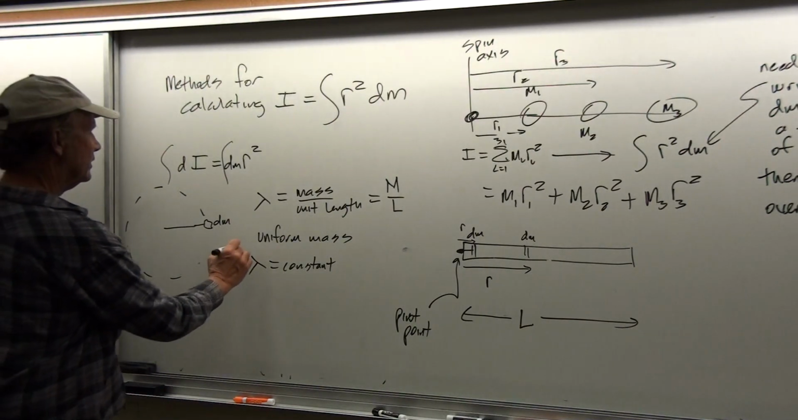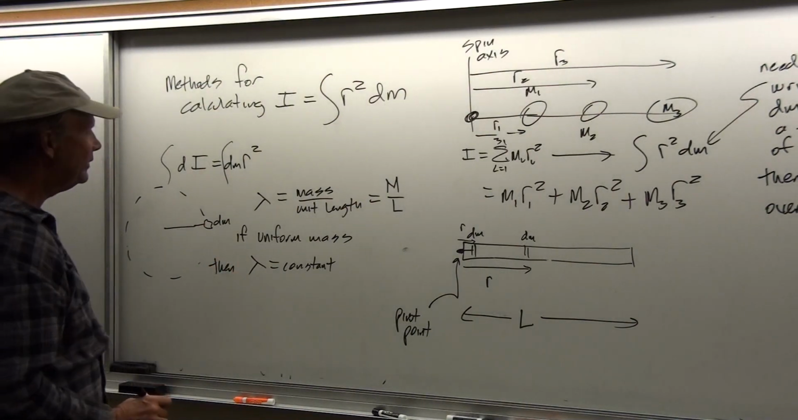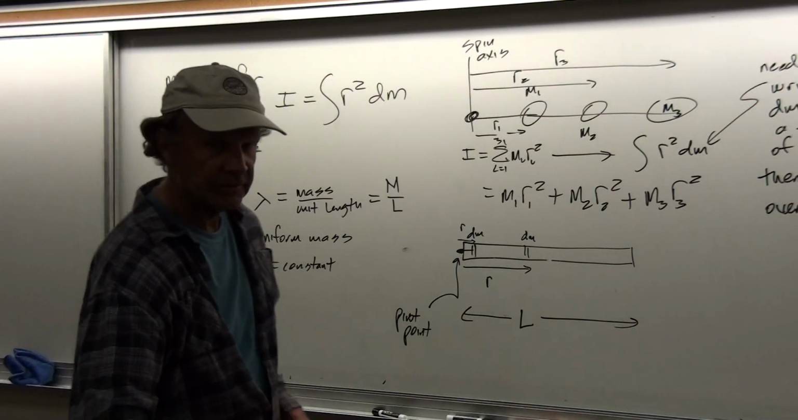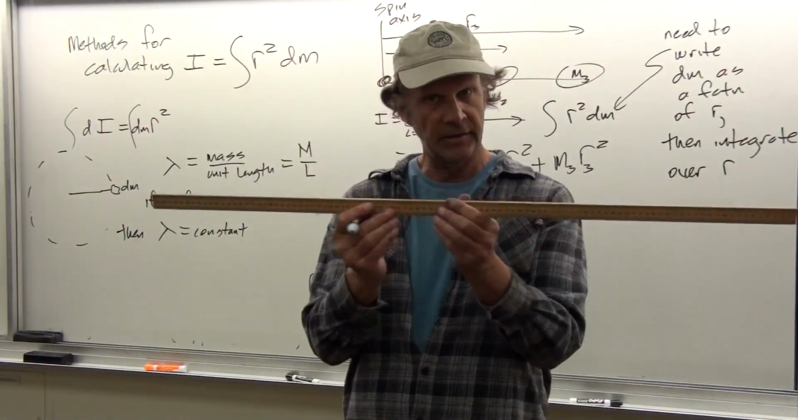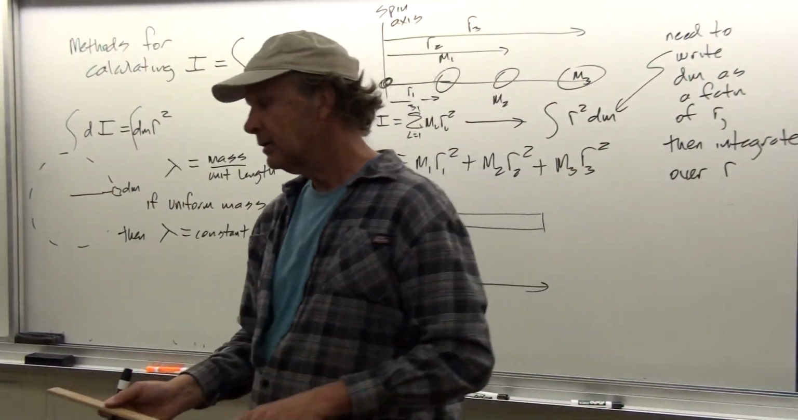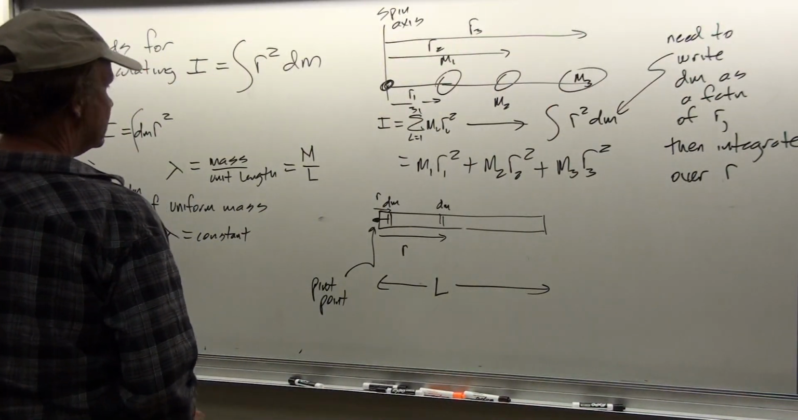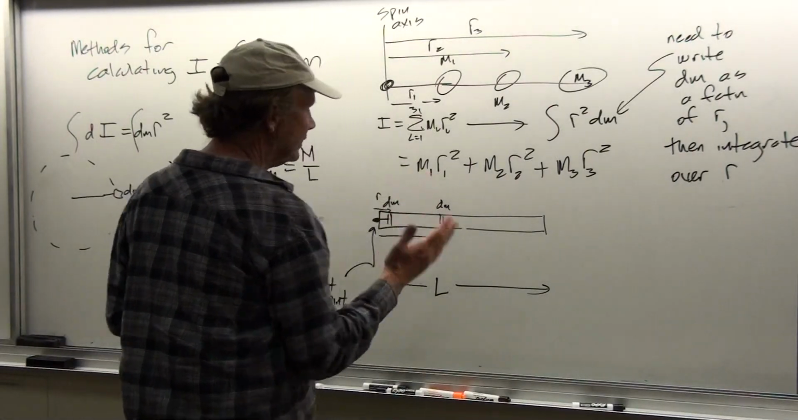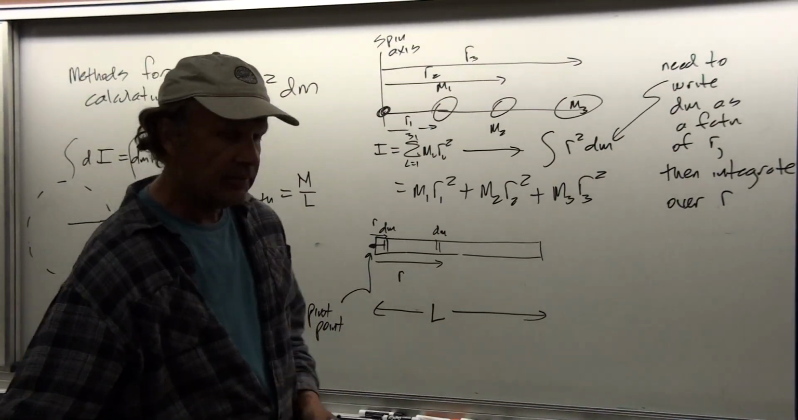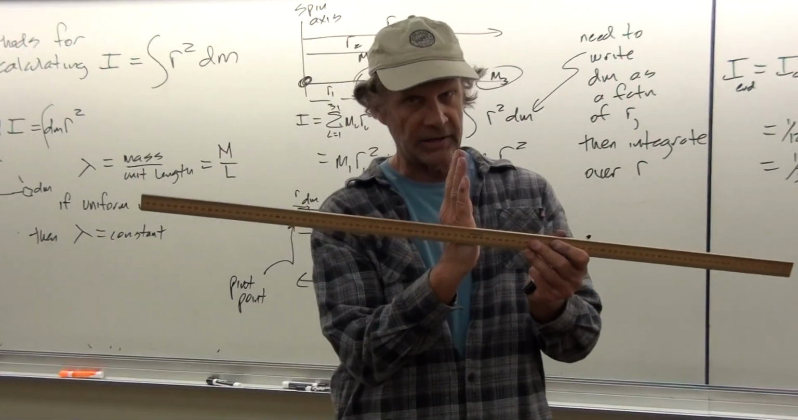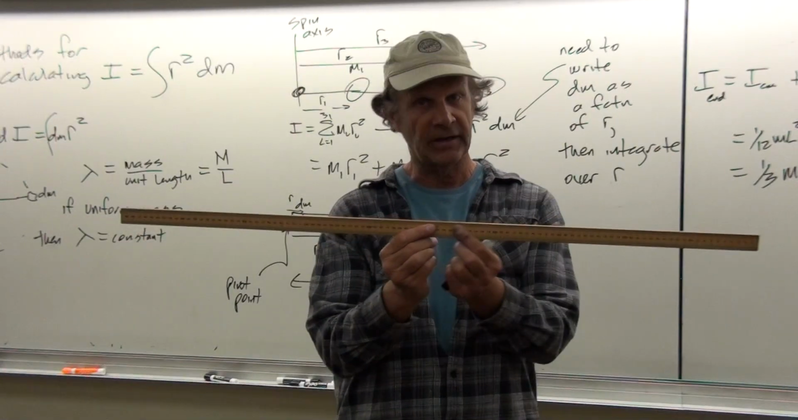If it's constant, then that means we have a uniform mass like this meter stick. This meter stick doesn't have more density of matter here than it does there. And listen to this argument carefully: what happens if I cut the mass in half? Do I change the mass per unit length? The answer is no, because I've got half the mass divided by half the length.